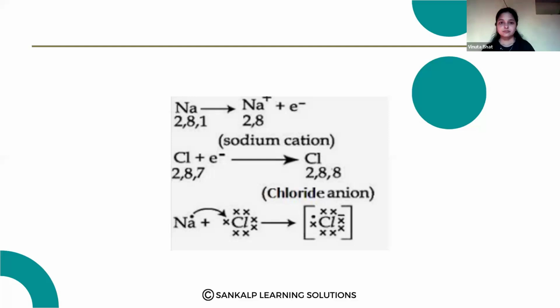Next question. Explain the formation of ionic bond between the sodium atom and the chlorine atom, and list any 4 general properties of ionic compounds. The first one we have already solved. Yes, this is the formation of sodium chloride, that is the formation of ionic bond between the sodium and the chlorine. And list any 4 general properties of ionic compounds.